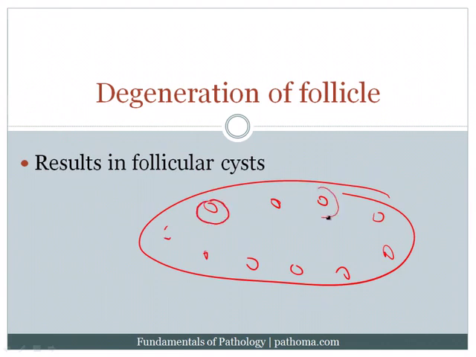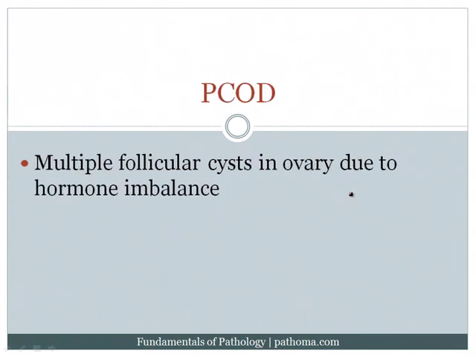So when you have a degenerated follicle, it becomes big and cystic, and most women will have one or two or three follicular cysts, i.e. degenerated follicular cysts, within their ovary. There is a disorder, however, in which patients can have multiple follicular cysts, and that's called polycystic ovarian disease.